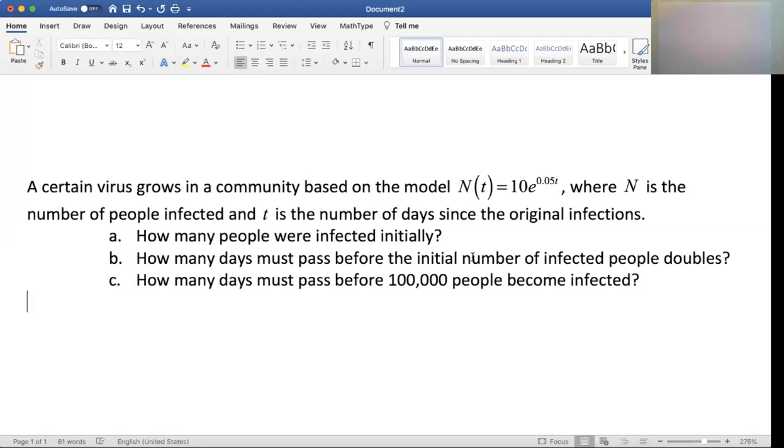So this question says a certain virus grows in a community based on the model N of t equals 10 e to the 0.05 t, where n is the number of people infected and t is the number of days since the original infections. How many people were infected initially? So that would be, what is n when t equals 0?